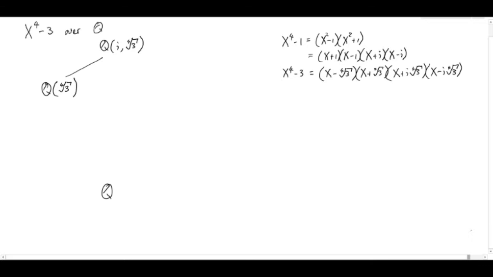So adjoining this element i, with minimal polynomial x squared plus 1, is degree 2. And the degree of this intermediate field over Q is 4. Can you see any intermediate fields between Q and Q adjoined the fourth root of 3? That's right. If you square the fourth root of 3, you get the square root of 3. And now we've broken up this degree 4 extension into two degree 2 extensions.